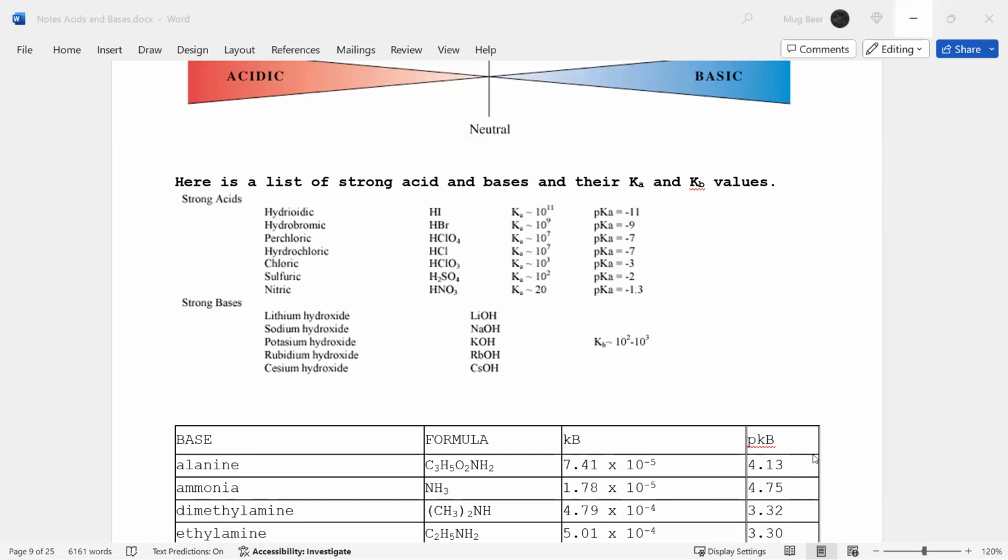And the strong bases are between 100 and 1,000 for their K. So again, they separate, but you will still have some of those things floating around stuck together, because the hydroxides just do not want to let go.